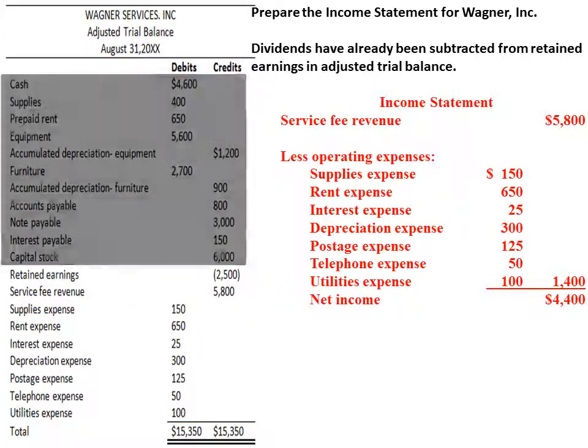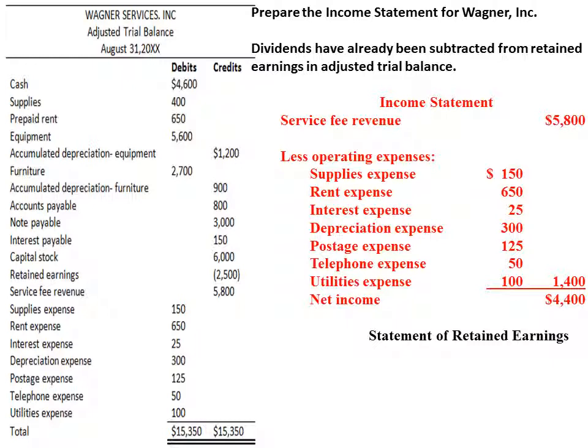And that's how you prepare an income statement. Okay, so now let's take a look real quick at the statement of retained earnings, and we'll compare that. Dividends have already been subtracted from the retained earnings in the adjusting trial balance.